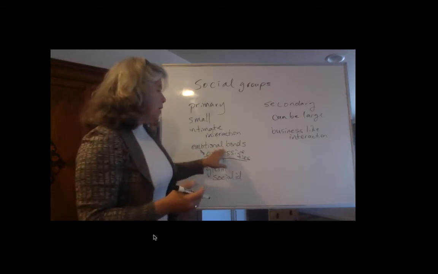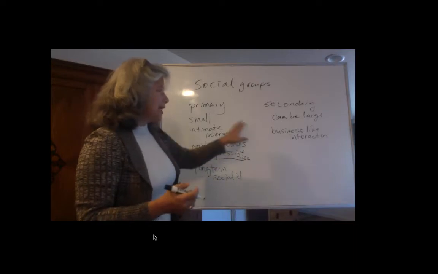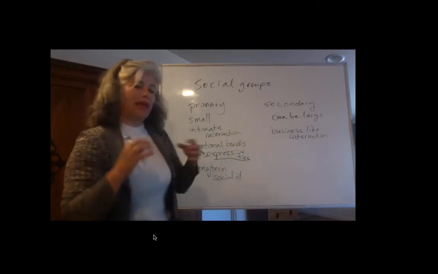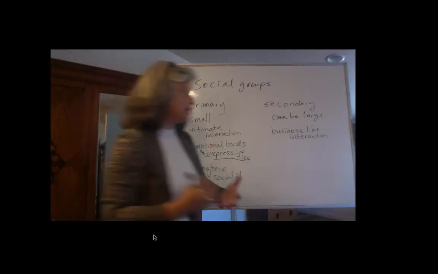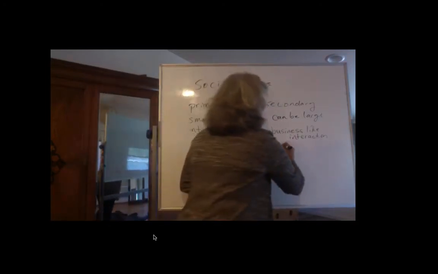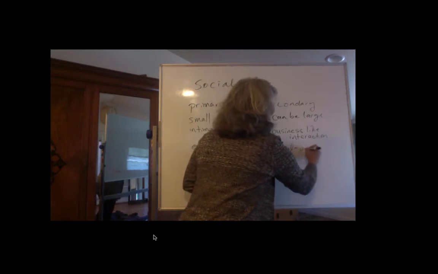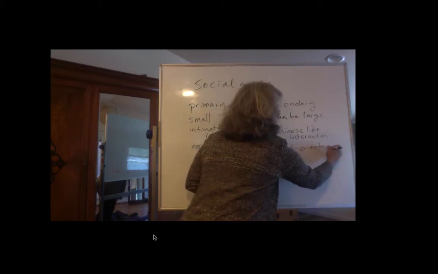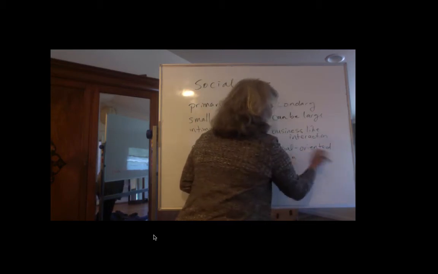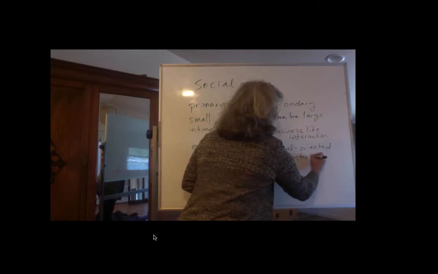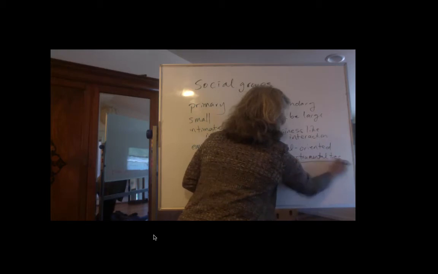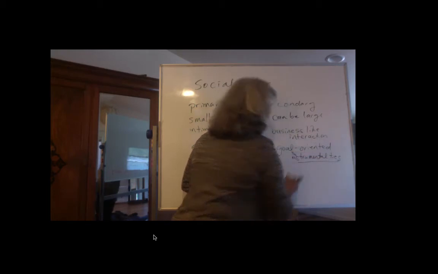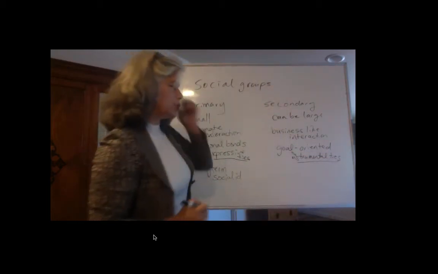So, in general, secondary groups, instead of expressive ties that bring us together like love and fondness, we would have something that's called a goal-oriented bond. It's called an instrumental tie. Instrumental ties. Okay, so these are the same thing as each other, a goal-oriented bond or an instrumental tie.